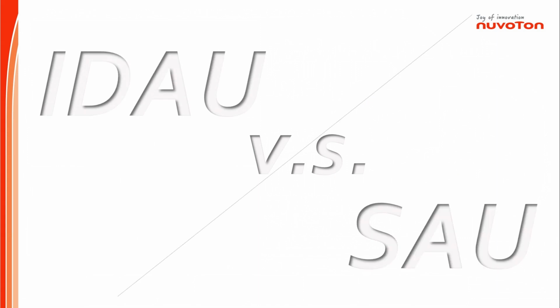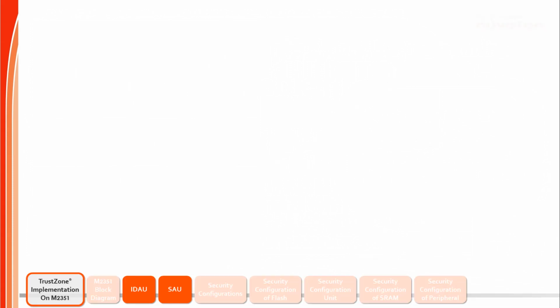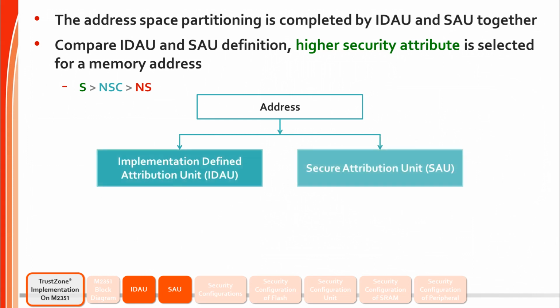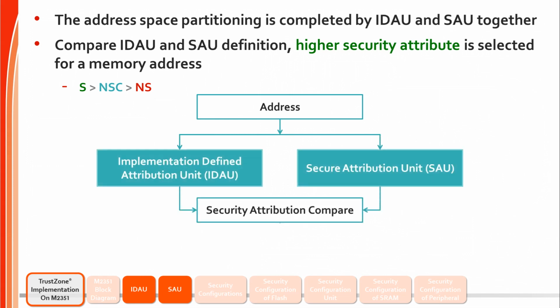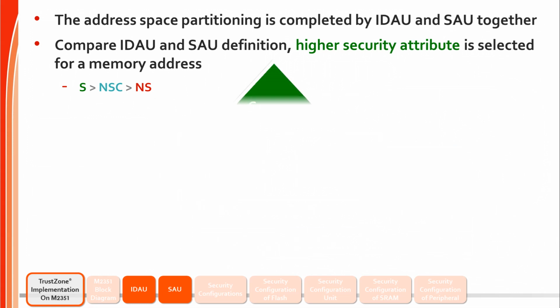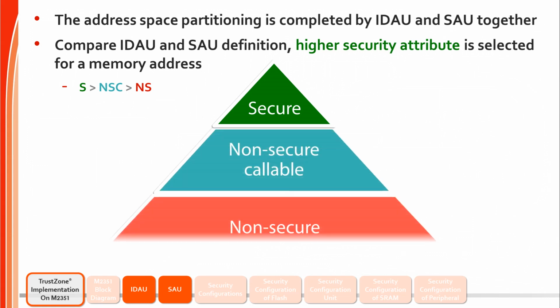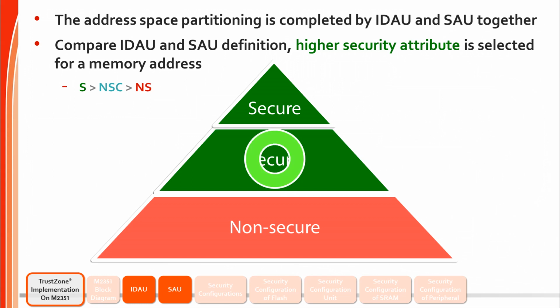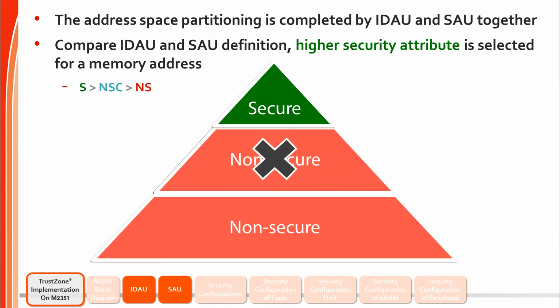Both IDAU and SAU are used for address space partitioning. For a given address, its security state is decided by comparing the IDAU and SAU definition. The higher security attribute is selected for the given memory address. The priority sequence of security attributes is S, followed by NSC, and finally non-secure. Therefore, the SAU can change the security attribute of a memory region from NS to S, or NSC to S, but cannot change the security attribute in the reverse direction.